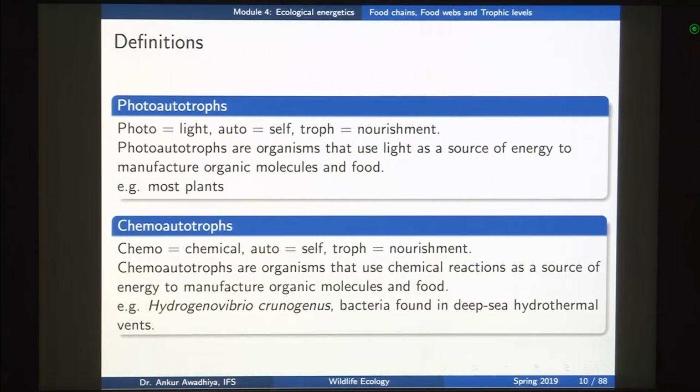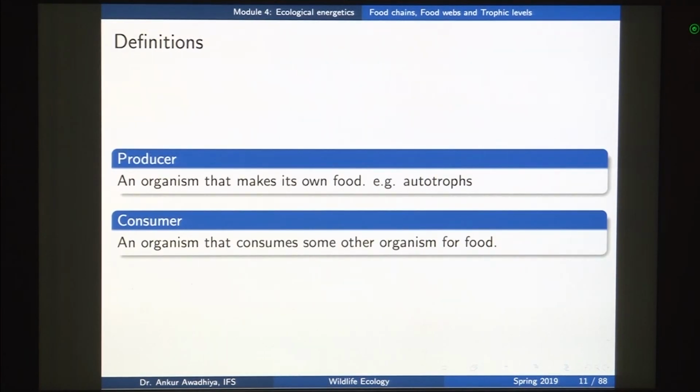So, an example is this bacterium Hydrogenovibrio crunogenus, which is found in deep sea hydrothermal vents. So, hydro is water, thermal is heat. So, you have heated water vents that are found inside deep seas. They are mostly of volcanic origin, and you have these bacteria that utilize this chemical energy to make their own food.